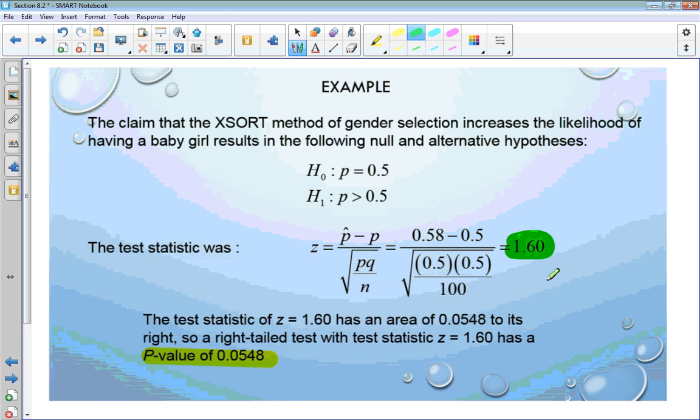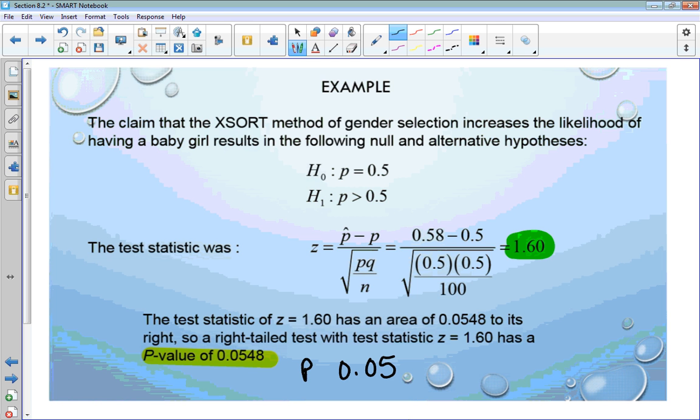And when we found the p-value being 0.0548, and we know we're testing at a level of 0.05, well, 0.0548 is bigger than 0.05. So it fails that test as well. Regardless of whether you're using the critical value of z equal to 1.6 or the p-value, you get the same result. You fail to reject.